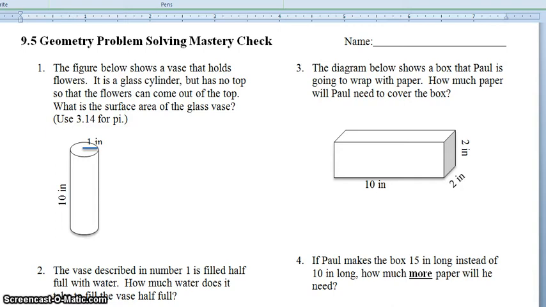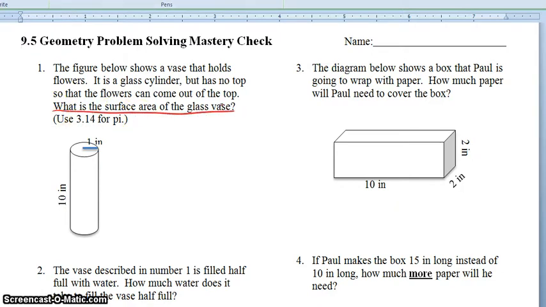All right, this is 9.5 Geometry Problem Solving Mastery Check. Let's look at number 1. The figure below shows a vase that holds flowers. It is a glass cylinder but has no top, so that the flowers can come out of the top. What is the surface area of the glass vase? Use 3.14 for pi.